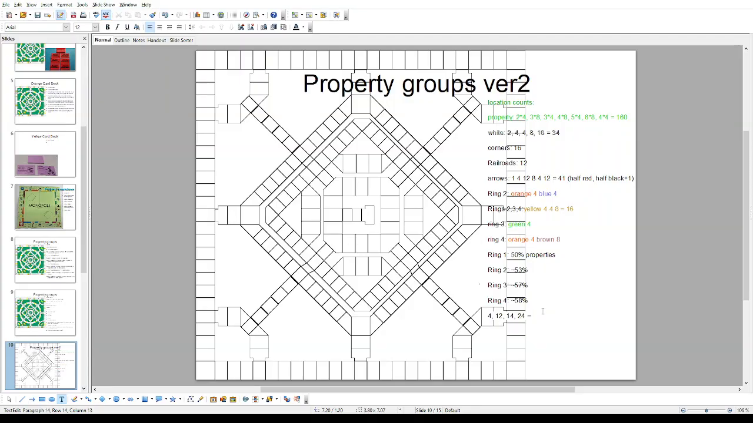So, there's a total of 54 per side. So this side here, here, and here. That's a total of 54. Which means that for the purposes of deciding how many utilities I want to have, there are 216 because we need to multiply 54 by 4.